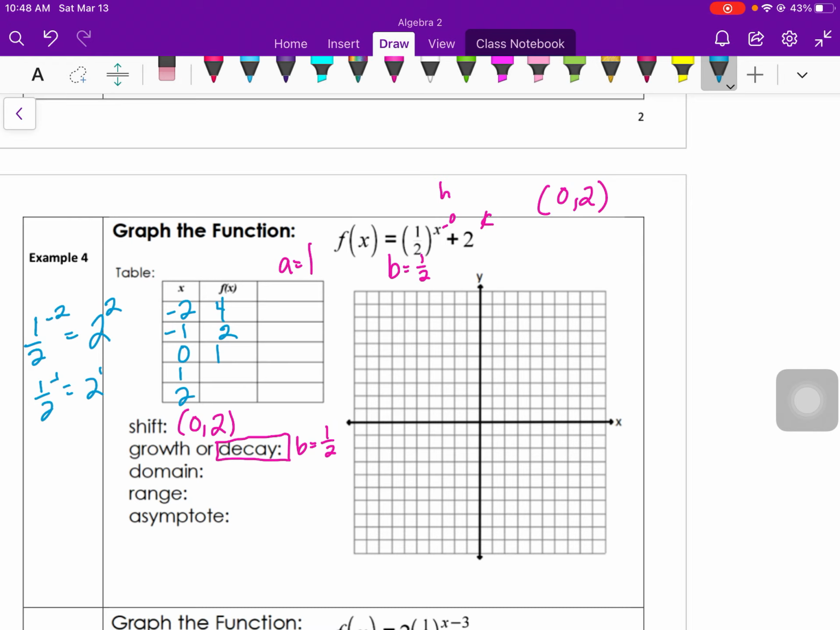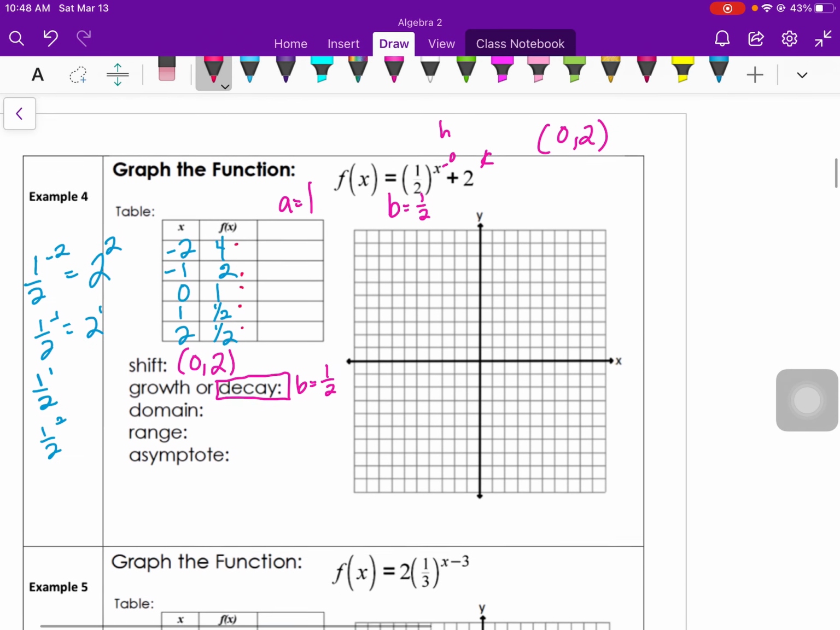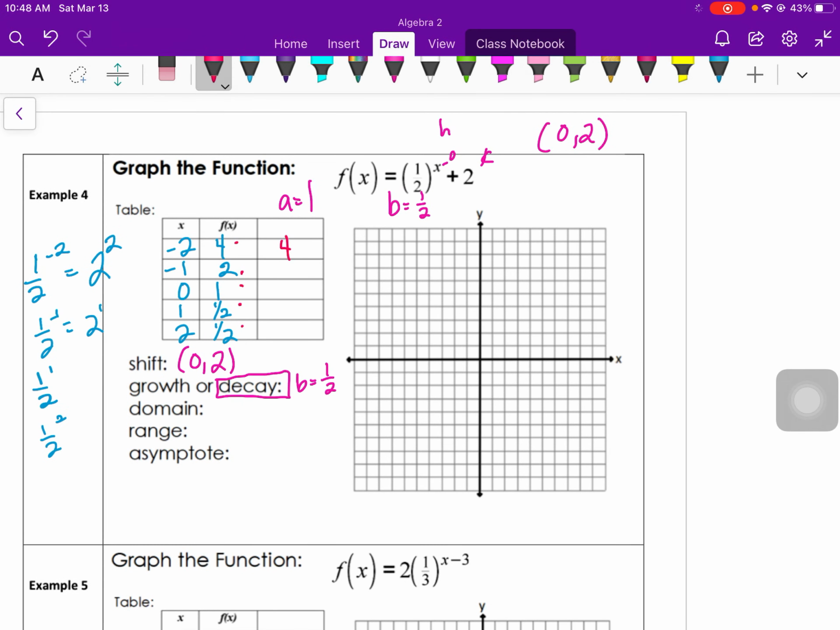Anything raised to the 0 power is going to be 1. And then I get 1/2 raised to the +1. So this guy's going to be 1/2. And 1/2 raised to the +2. So I get 1/4. So hopefully you can see with the decay, these numbers are getting smaller, smaller, smaller, smaller, smaller. With our growth, we got bigger, bigger, bigger, bigger, bigger. So hopefully you notice a pattern there. Since my a is 1, I can just simply copy these numbers straight over because nothing is changing. Oops, that should be a 4. Sorry, 1/4. And our shift was 0, 2. So let's plot that. That is going to be where I am going to plot all my points from.